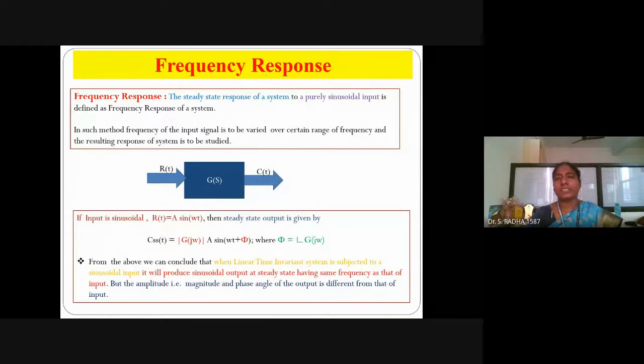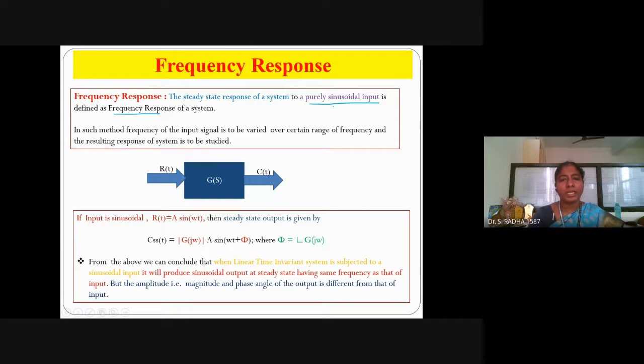This is the steady state response of the system where the input is purely sinusoidal. Then the output we call it as frequency response. Input is purely sinusoidal, then we define that as the frequency response of the system. The steady state response is called frequency response when the input is sinusoidal input.